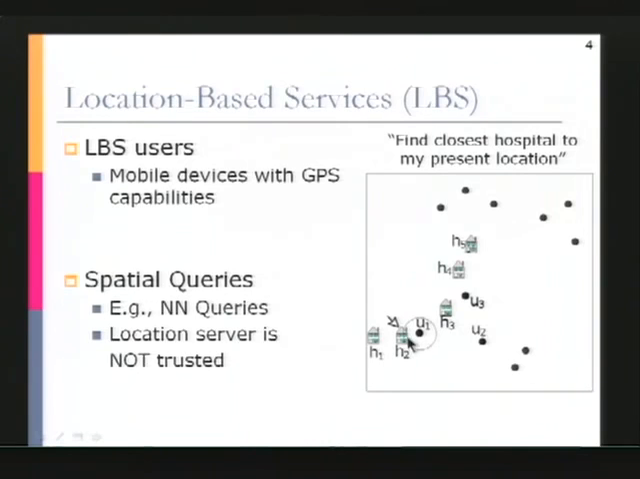This query can be answered by a public location server, for instance, Google Maps, which stores the points of interest. However, the location server is not trusted. And in addition to that, we may have some malicious attacker which intercepts the query from the user to the server, and the attacker can infer that U1, for instance, may suffer from a medical condition. And this is a violation of the user privacy. We want to prevent that.